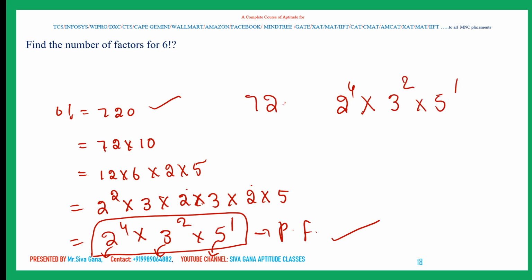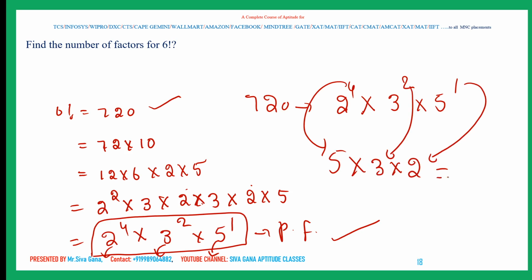After writing the prime factorization of the given number, take power plus 1 into power plus 1 into power plus 1, like this. 5 threes are 15, 15 twos are 30. So the number of factors is 30. This is the easiest process of finding the number of factors: prime factorization, then power plus 1 into power plus 1, multiply, and you will get the answer. So for 720, 30 factors.